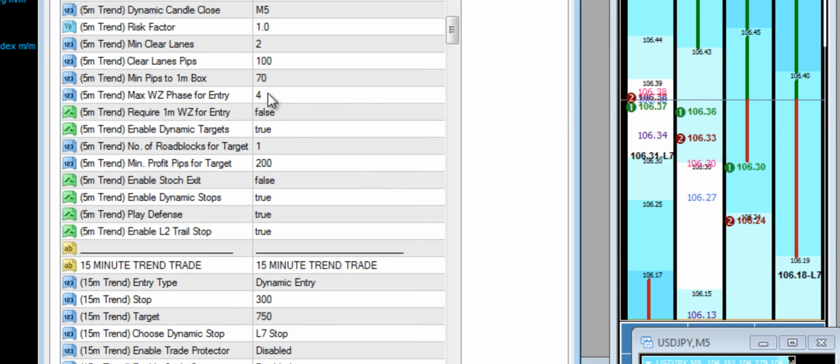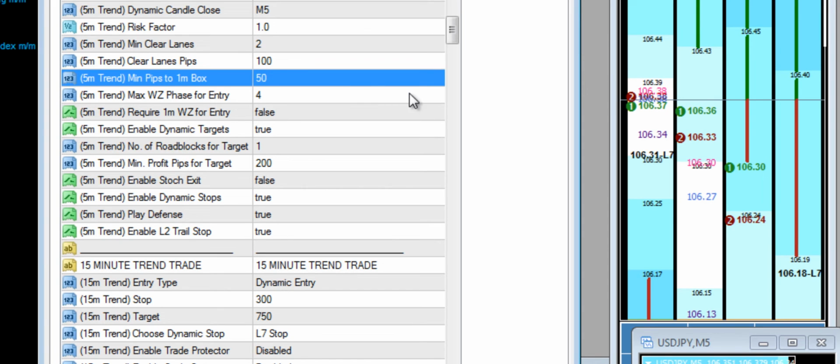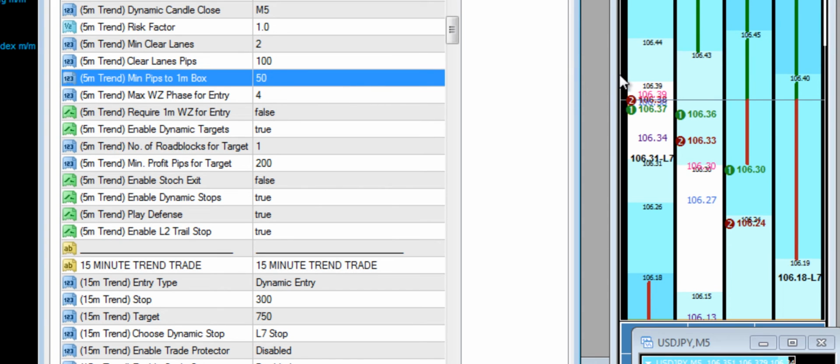So I put 7 pips minimum, but I think 5 is probably more suitable. Probably okay. 5 is fine. And so it won't start looking for 5-minute trends until you have a 5-minute pip gap between the 1 and 5-minute box. Is what that is.